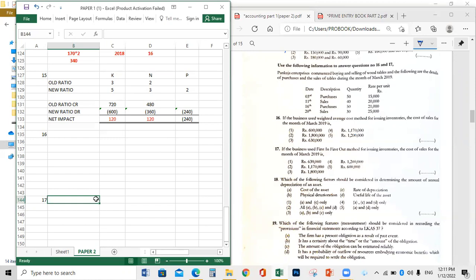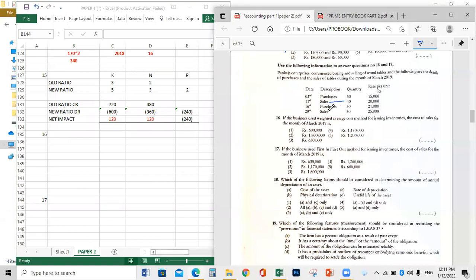Now, guys, I'll teach you all an easy way to take the FIFO answer. Now see here, how many issues have you made? Because they're asking the cost of the sales, right? Cost of sales is the number of units sold. What is the cost of it? Just check the sales and tell me how many units you have sold during the year or during the month. How many? 70, right? You have sold, guys, 70 units.